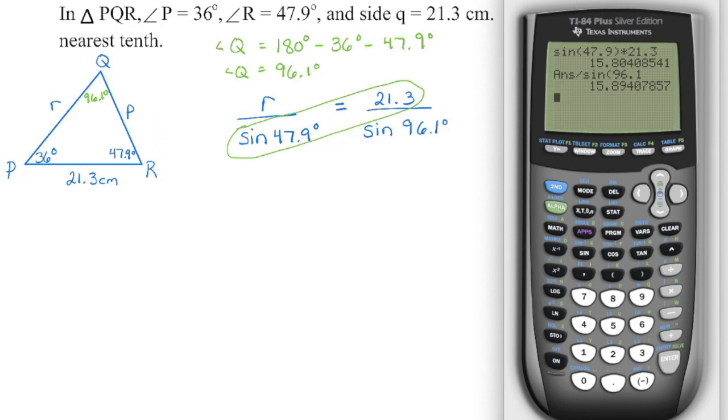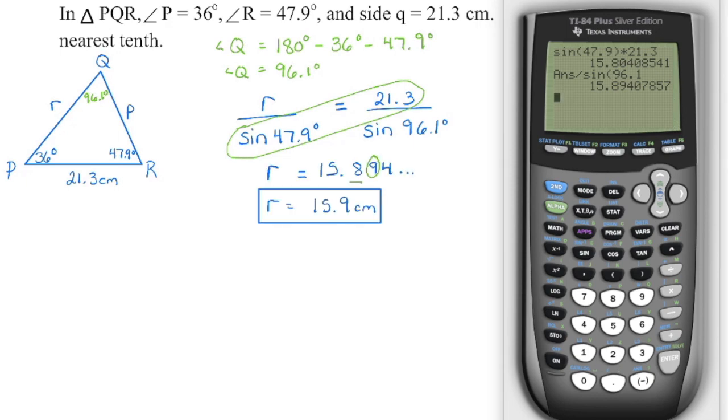Check how to round, and in this case, we are going to round to the nearest tenth. All right, so I went ahead and just filled that in there. So our final answer is side r is 15.9. Don't forget the units, centimeters.